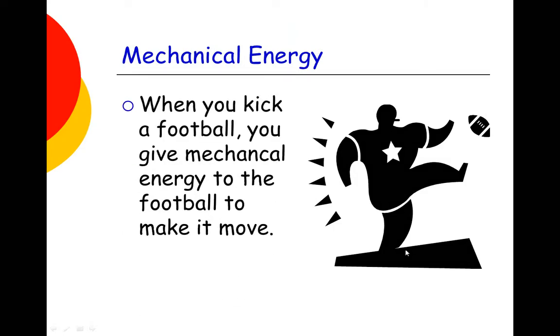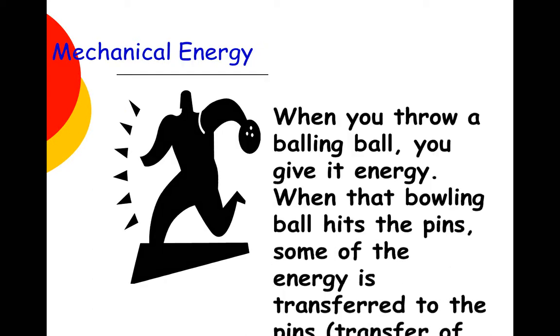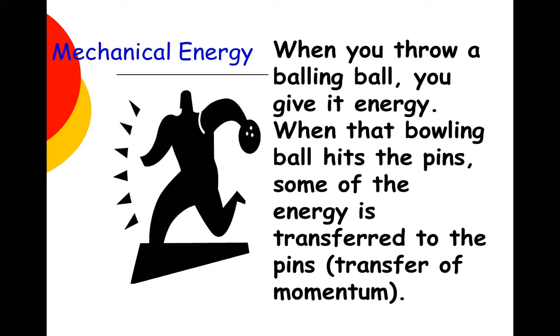Mechanical energy. Let's be specific. When you kick a football, you give mechanical energy to the football to make it move. When you roll a bowling ball, you give it energy. When that ball hits the pins, some of that energy is transferred. We talked about this before in what we call a transfer of momentum. It's basically a transfer of that kinetic energy to other items to make them move. The ball is moving with kinetic energy, and it's going to transfer some of that energy to the pins as you knock the pins down. Strike.